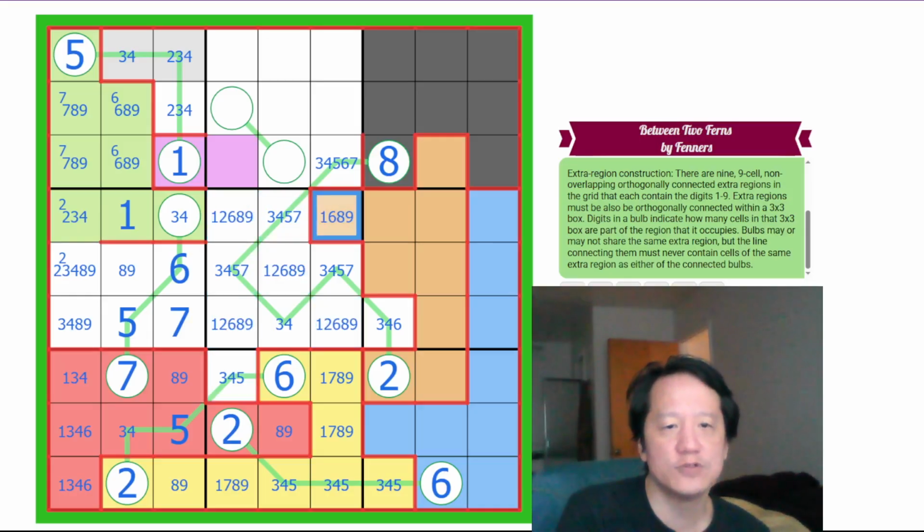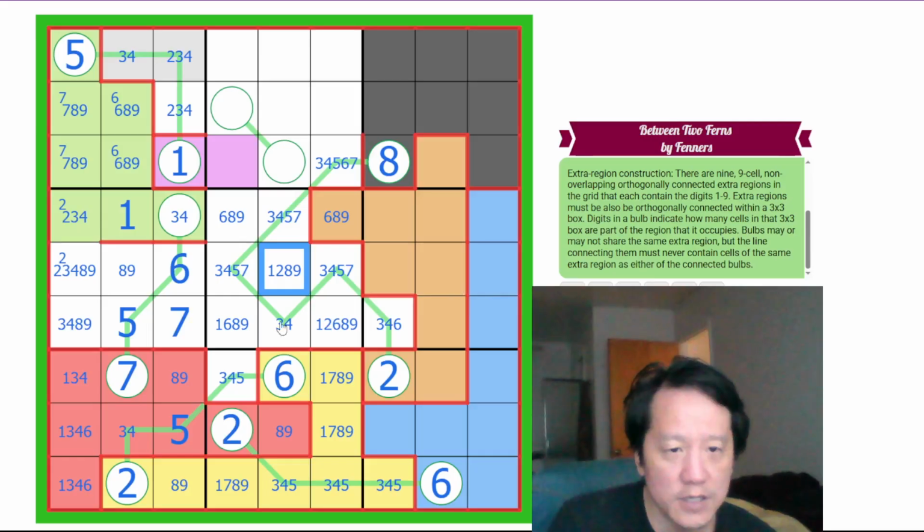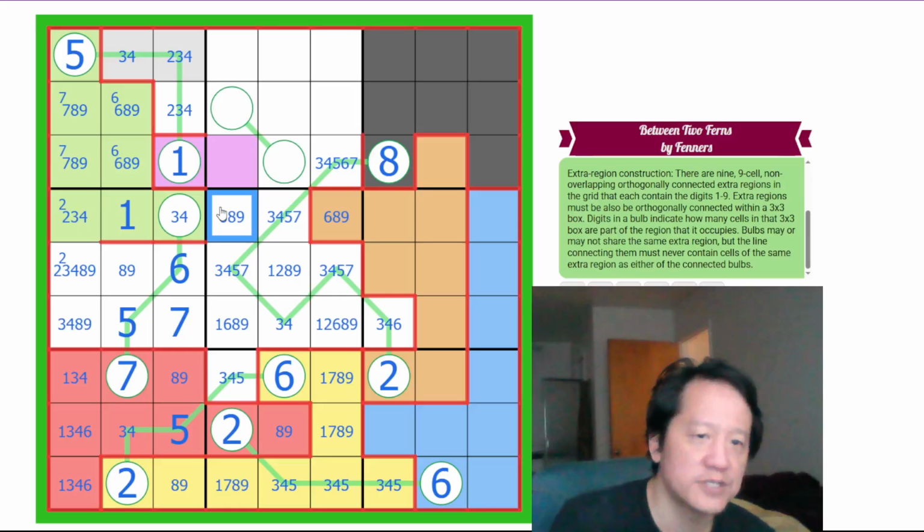We can't have 2 or 1 here. 2 because of the orange region. 1 because of 1 in the row. This can't be 6 because of 6 in the row and column. This can't be 2 because of 2 in the column. So this is 6, 8, or 9.